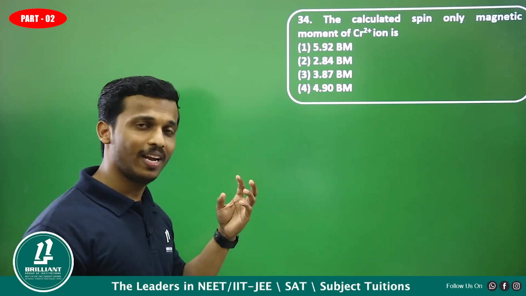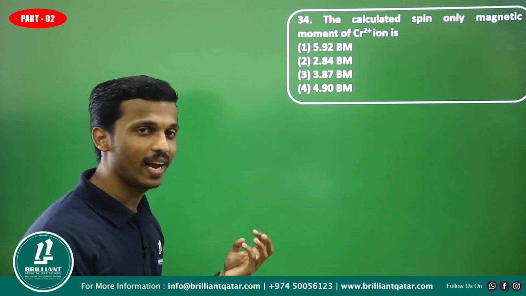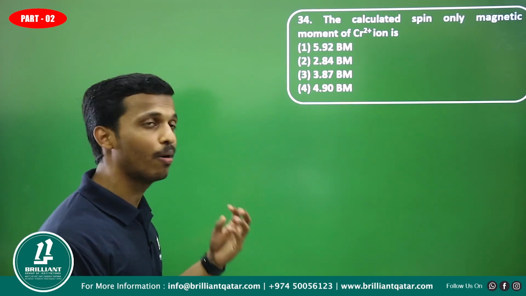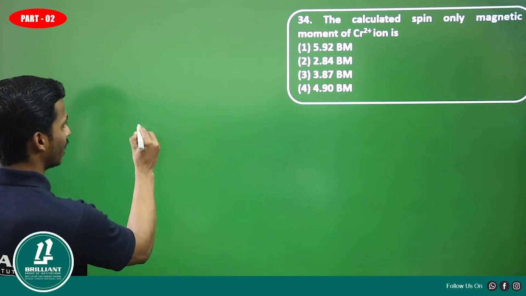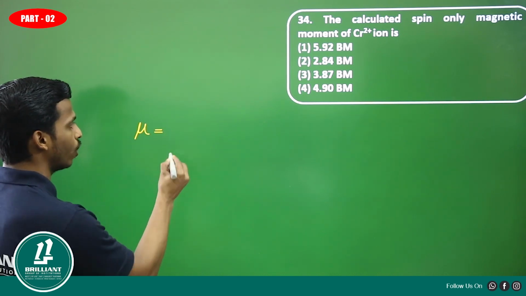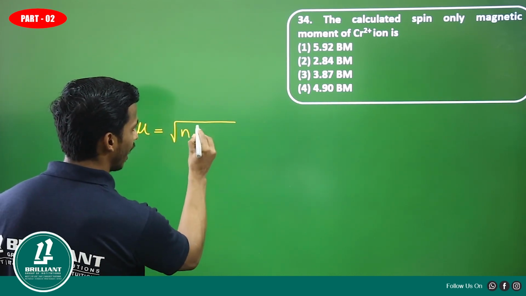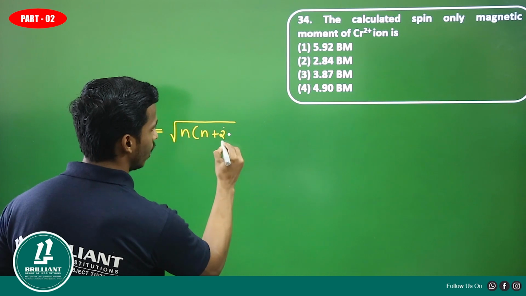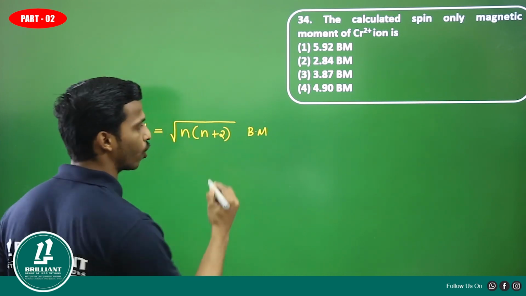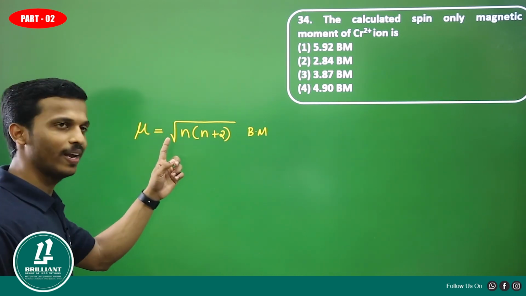Yes. Question number 34. The calculated spin-only magnetic moment. Many times we have discussed this one. How to calculate magnetic moment, student? Mu is equal to root of n into n plus 2 Bohr magneton, right? Root of n into n plus 2.